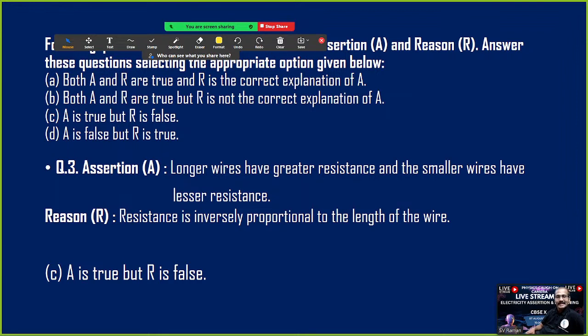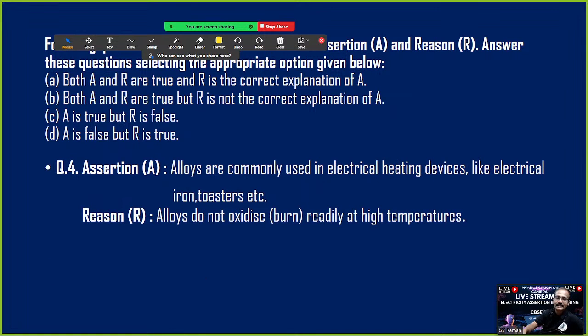Obviously, the assertion is true. Once length increases, resistance is increasing. If length decreases, resistance is decreasing. That's fine. But the second one they gave, resistance is inversely proportional to the length, is not right. It is directly proportional. So the reason is false, but the assertion is true. Yes. Next question.